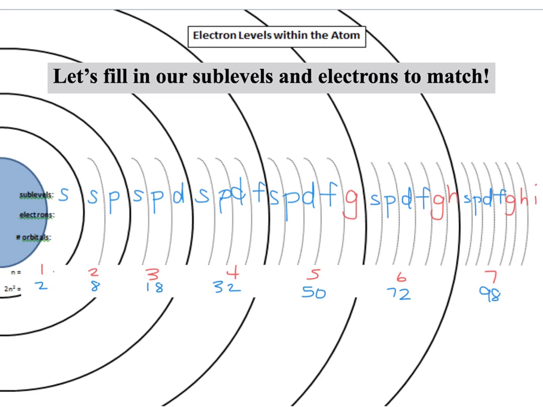If you think about it, in the first energy level, it holds 2 electrons. So this S sublevel up here must be holding both of them. So the S sublevel can hold a maximum of 2 electrons. It can have 1 or it can have 2. So under all of your S's, you can put a 2.